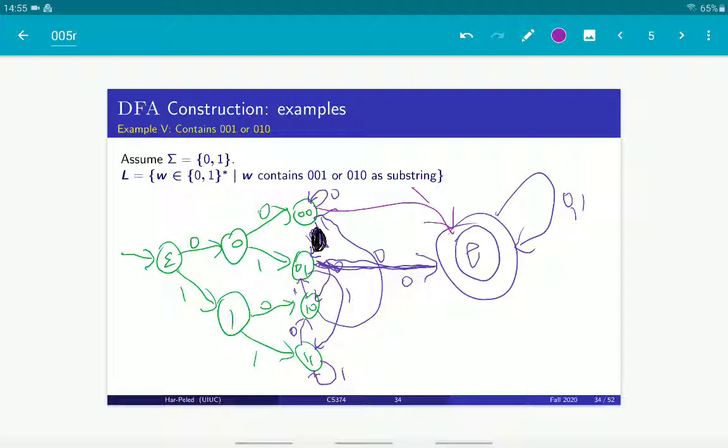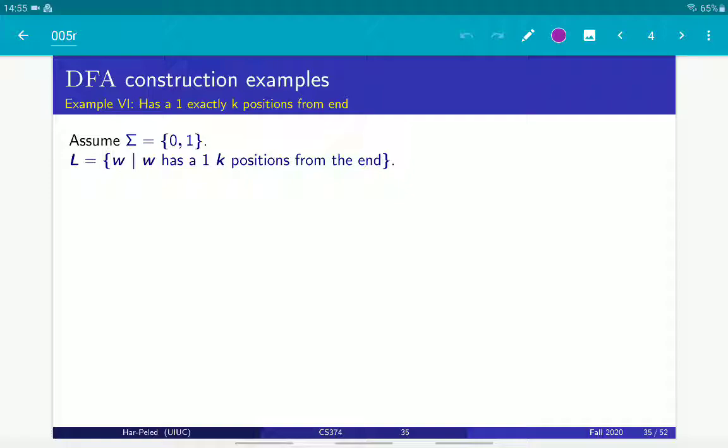Right. Yeah, and in some situations it might be possible to draw a smaller automata with a lower number of states. I don't immediately know if it's possible in this case. I don't think so, but I'm not sure. Okay, let's see another example.